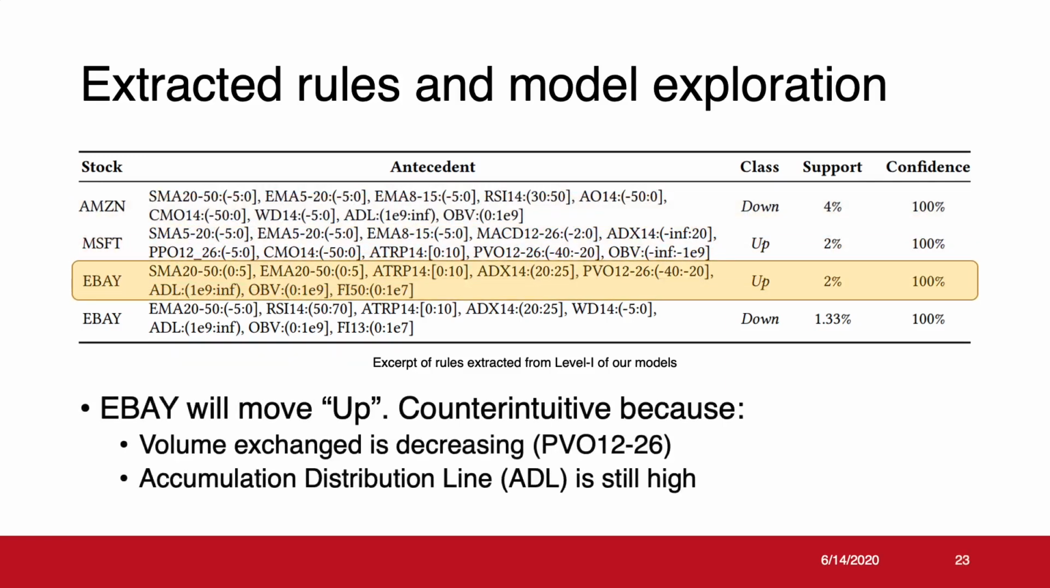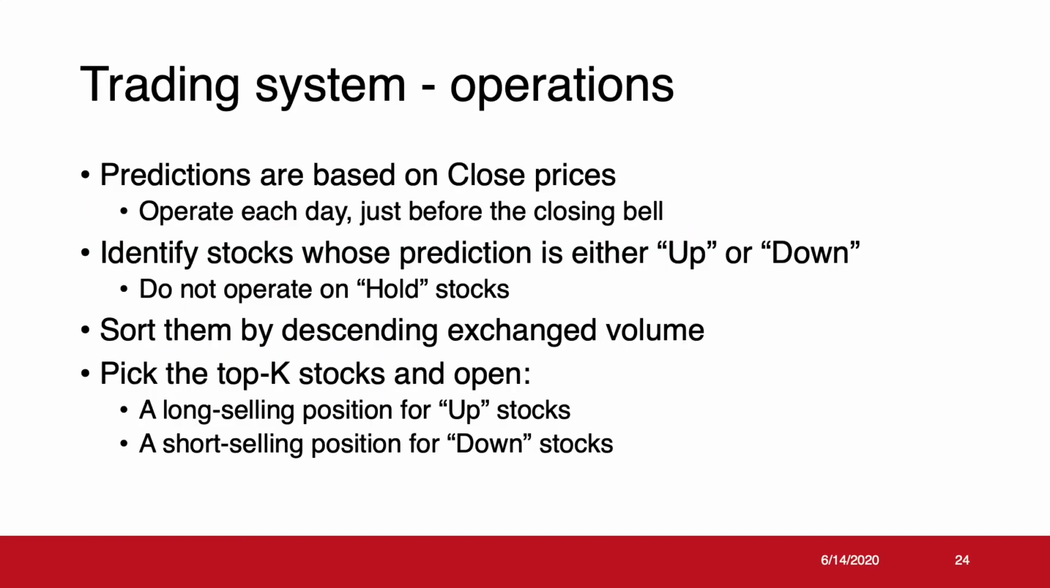A counterintuitive rule is present for eBay instead. The volume exchanged in recent past days is decreasing, but the ADL indicator is still high, indicating still a high volume pressure. In these cases, expert traders can inspect the rule components, match them with their experience, and either refuse the rule or better trust it and gain additional knowledge.